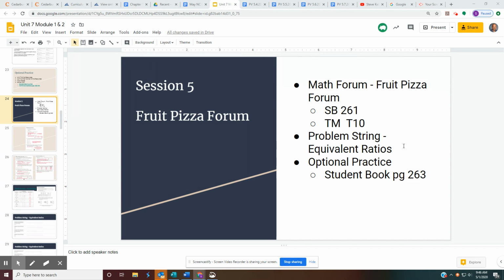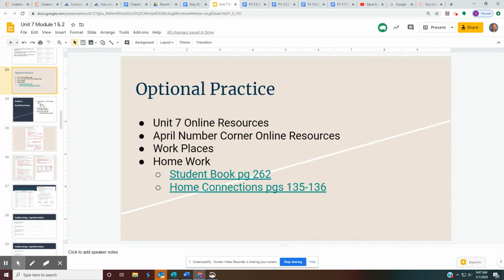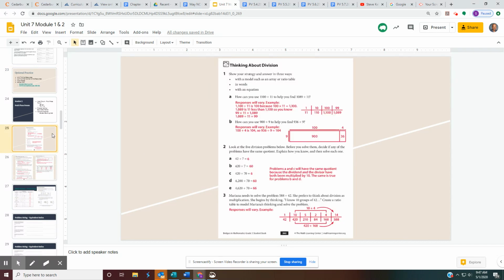Remember, that is the page where you figured out how many cups of fruit went on each pizza. And then we have a little problem string working out some equivalent ratios. And then when we're all done, you do your student book page 263. All right, so now before we get started, let's take a look at what you had to do for your homework. Remember, homework was page 262 in your student book, and your home connections, page 135 and 136.